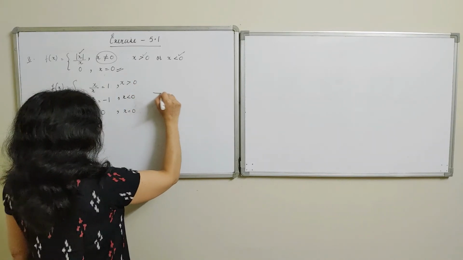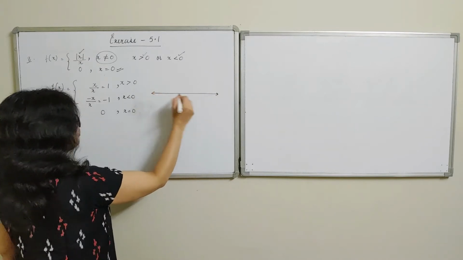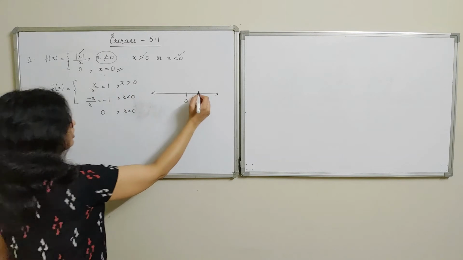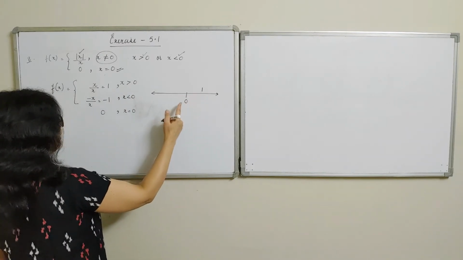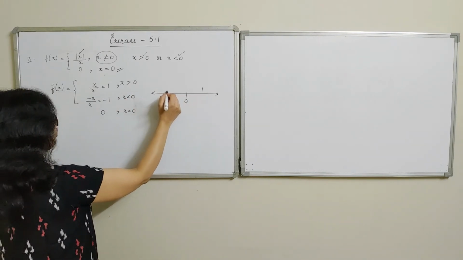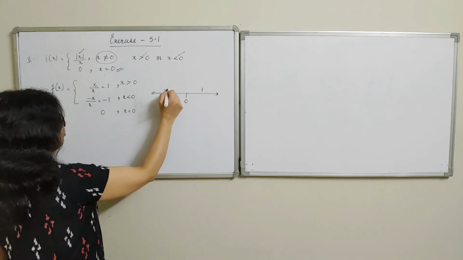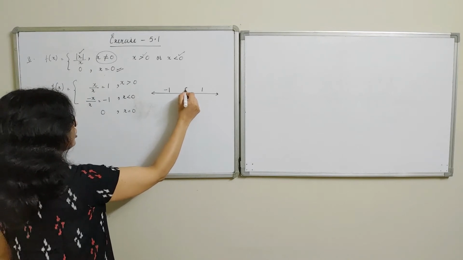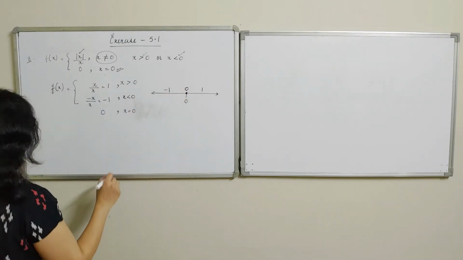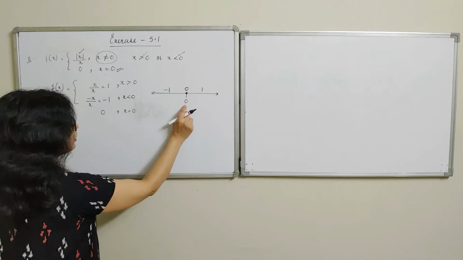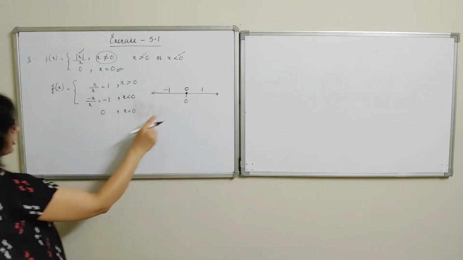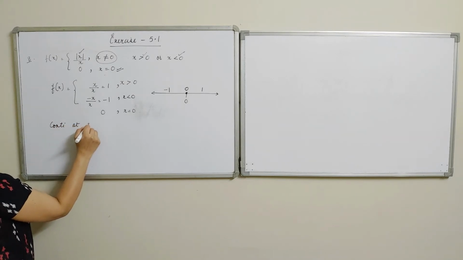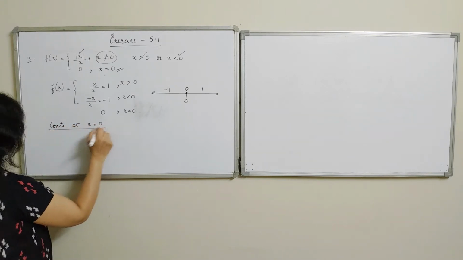So let me write down here something. This is the domain about the point 0. Whenever x is greater than 0, the function is 1. Whenever x is less than 0, the function is -1. And at x equal to 0, the function is also 0. So that means we have the point 0 in the domain. So we will check the continuity of the function at x equal to 0.